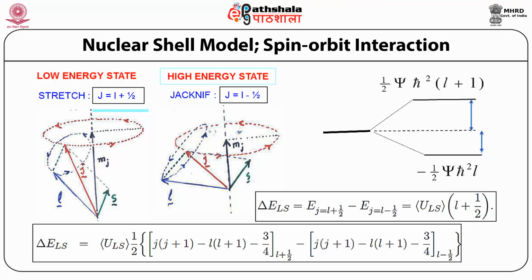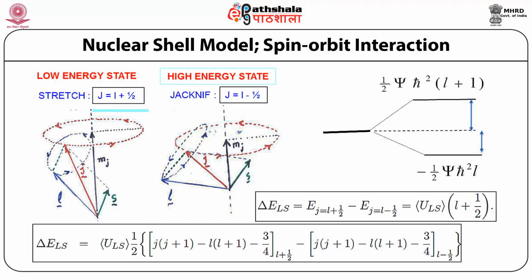The two different orientations of orbital and spin angular momentum result in two different cases. When they are parallel, when L and S are in the same direction, it is called the stretch case, that is J is equal to L plus half. It is the low energy state. Whereas in the other case, when S and L are in different directions, it is called the jackknife case, where J is equal to L minus half, and it is called the high energy state.